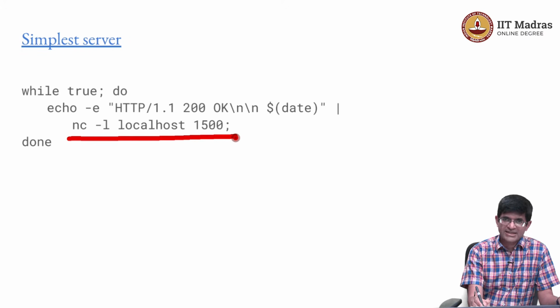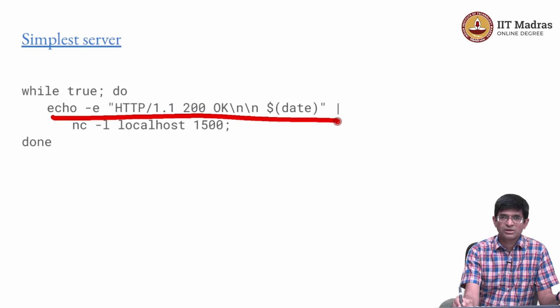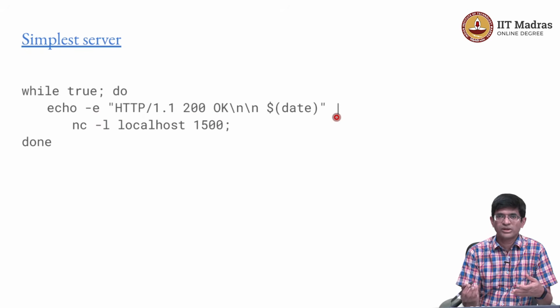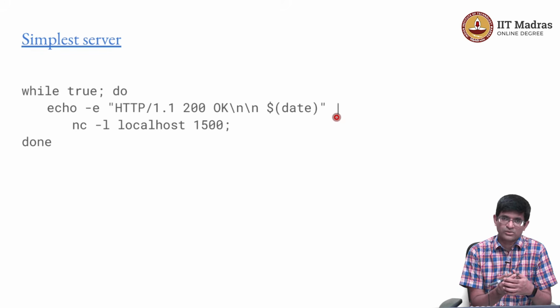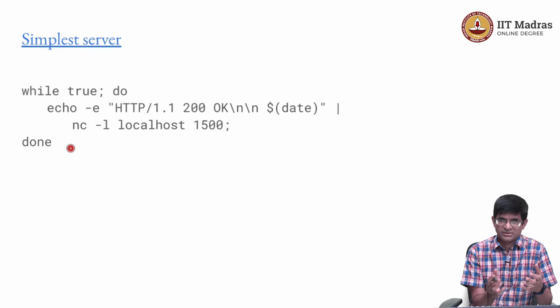What that means is nc will cause the operating system to open a port and listen, and anytime a request comes in on port number 1500, that will be fed to nc. What does nc do? It will just take whatever came from the echo and send it out to whoever asks it anything on port 1500. So nc is not really doing anything very bright.